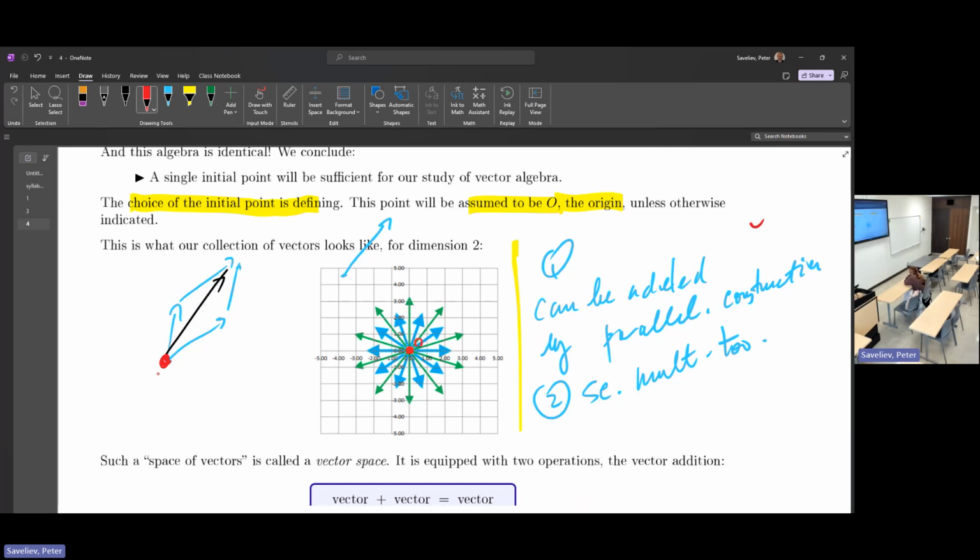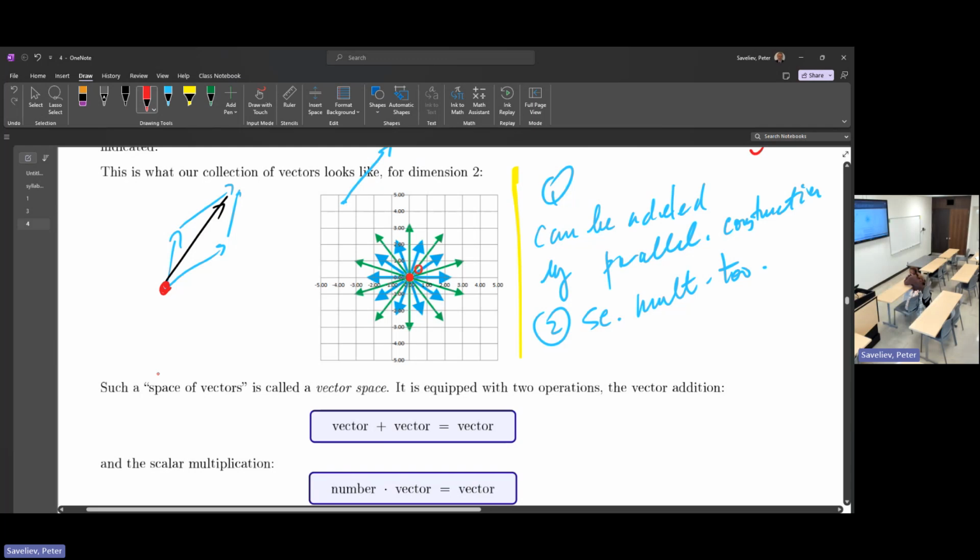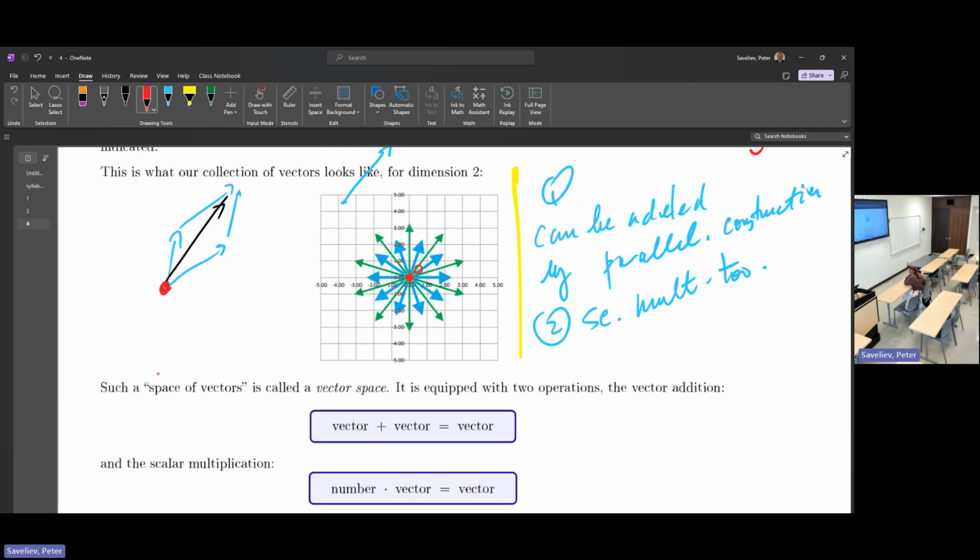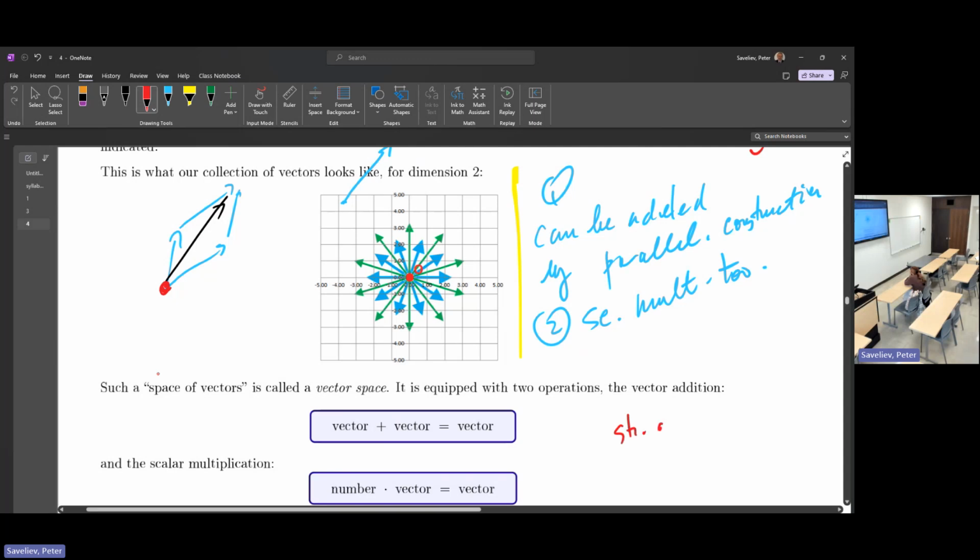without points. So no points necessary anymore, and these are the two operations that we really care about, and they will be expanded into the rest of the course. Vector plus vector gives you a vector, once again starting at the origin. And number times vector is a vector. Once again, we are only referring to vectors that start at the origin, and that works out perfectly well.